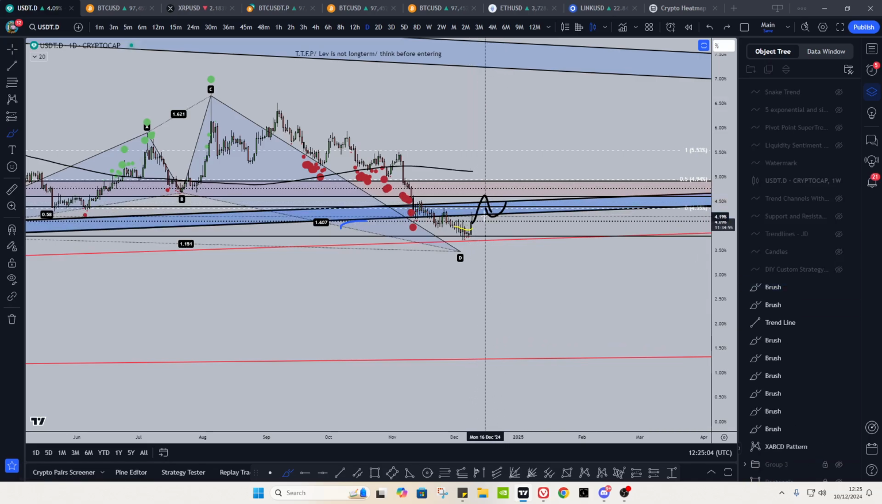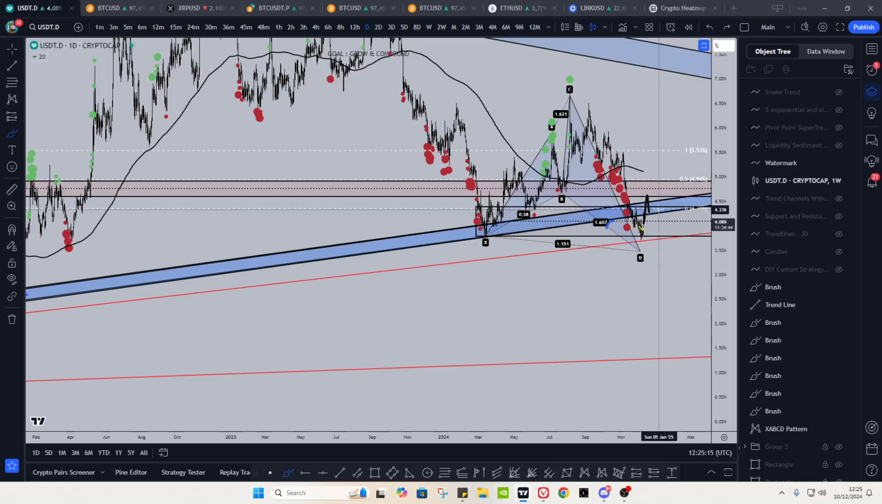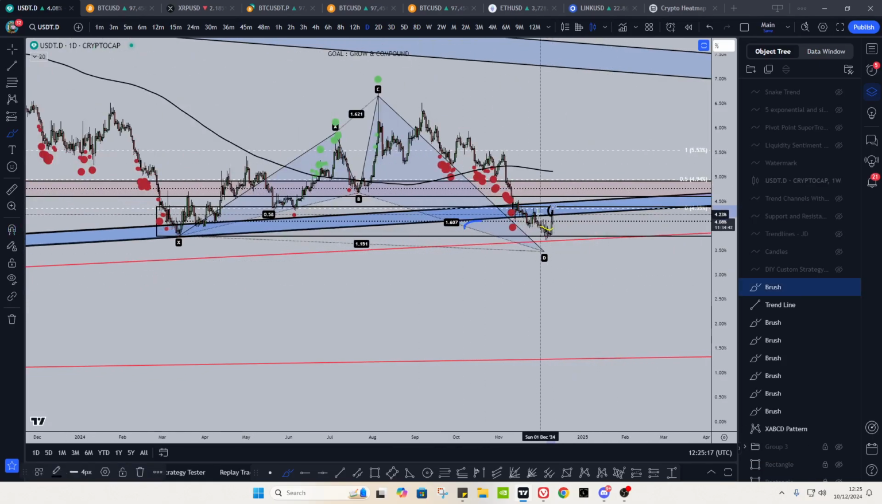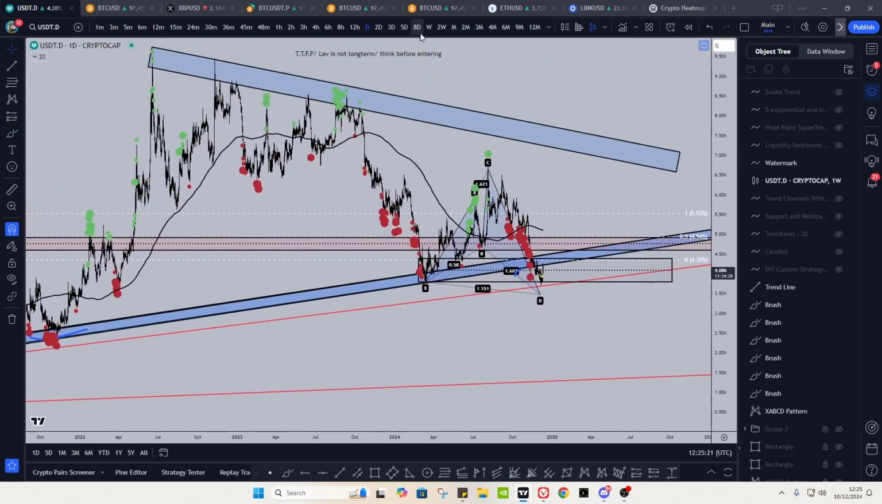If you get that reclaim, especially if you get something like this, wick down but closes above that red line, then I'd be expecting, to be honest, I'd probably think move back up towards here before going down. But I don't think this happens. That's why I'm not really concerned about that. As long as you keep rejecting here, everything is fine. So that is the Dixie.